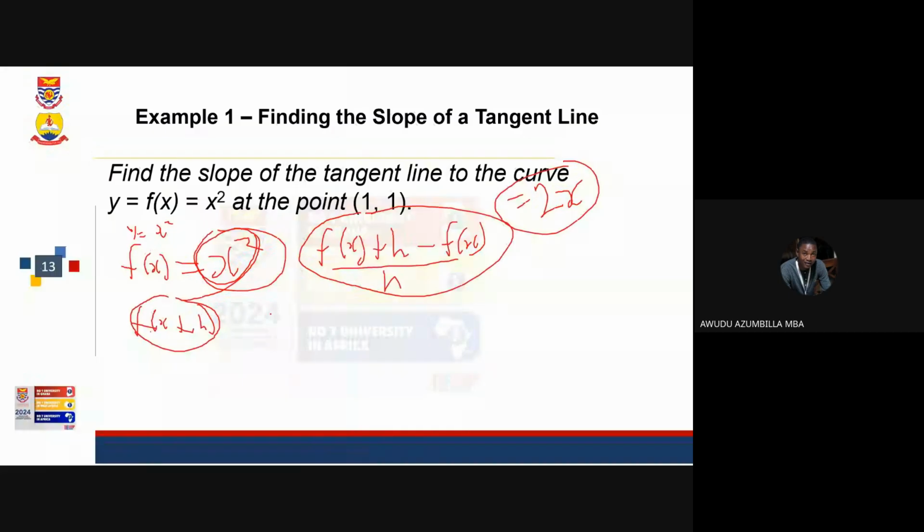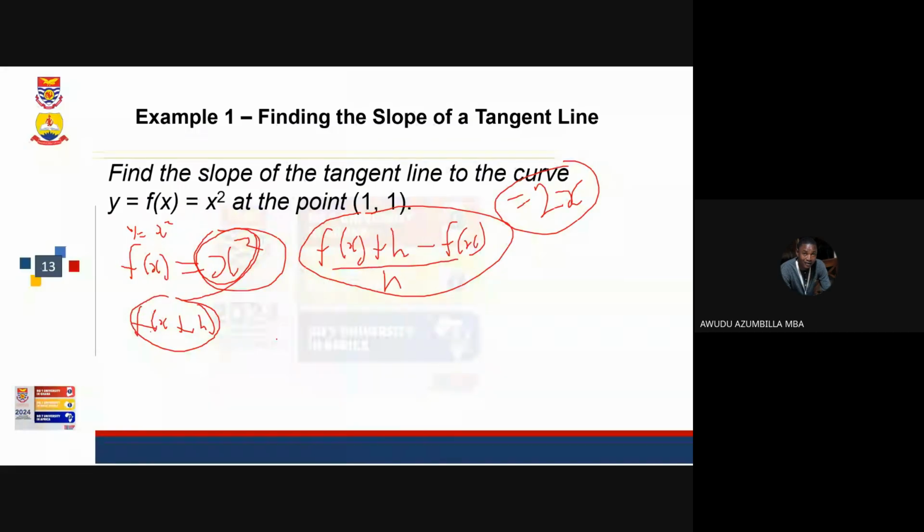Okay, so let's take note. Anytime you see x plus h, you are substituting the x squared there. Then we minus what? F of x. Obviously, the f of x is also defined as what? X squared. So you just have to do your substitution and all over h.